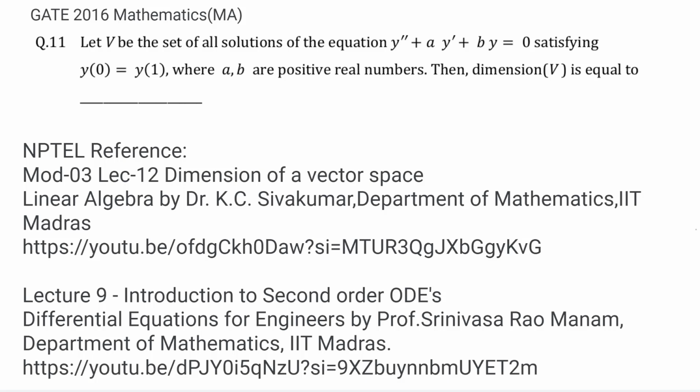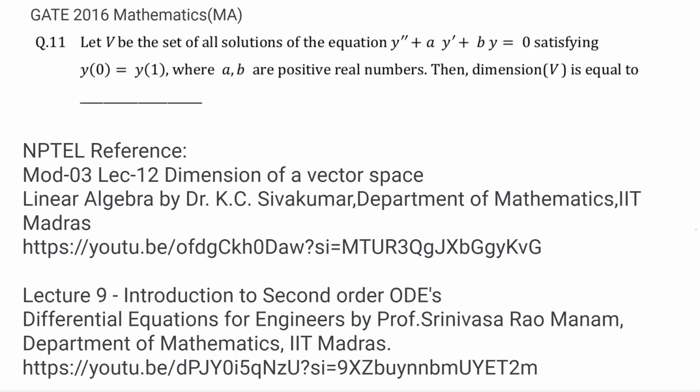The problem is from GATE 2016, question number 11. The problem given is: let V be the set of all solutions of the equation y'' + ay' + by = 0, satisfying y(0) = y(1), where a and b are positive real numbers. Then the dimension of V is equal to dash.